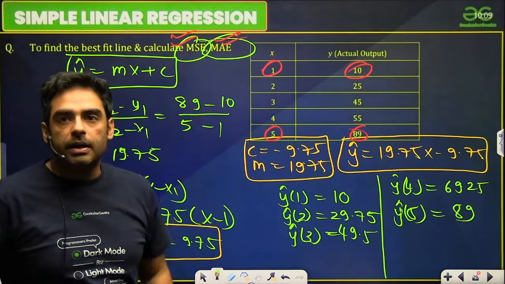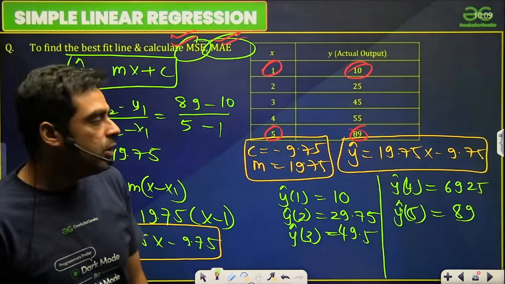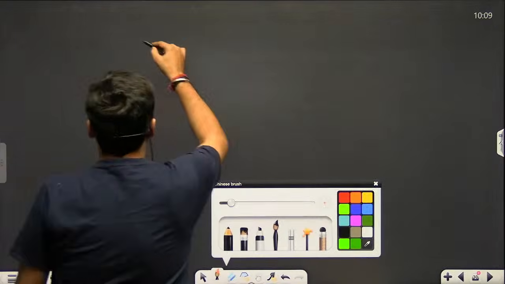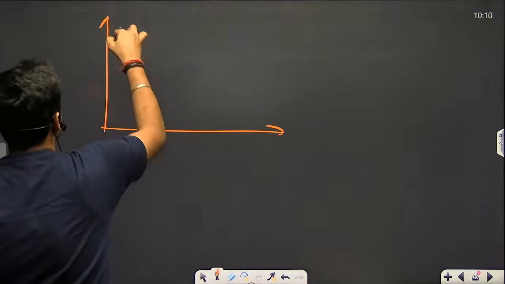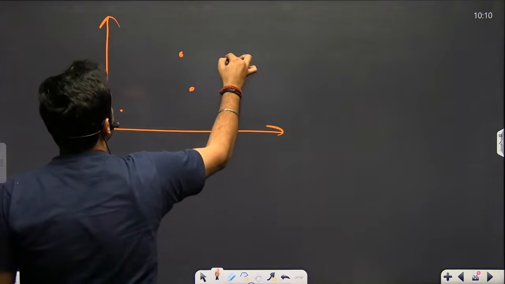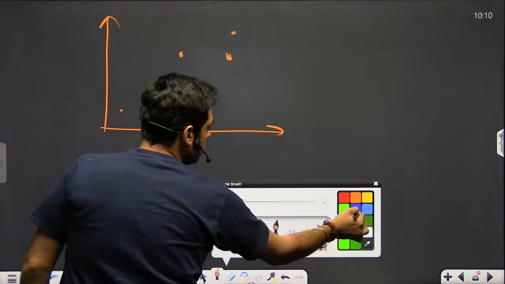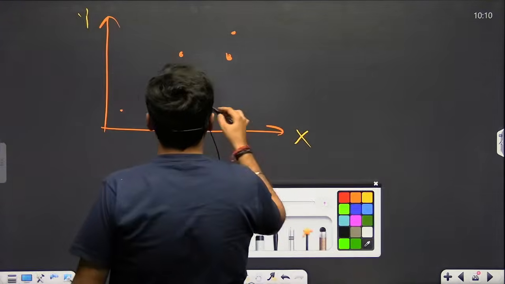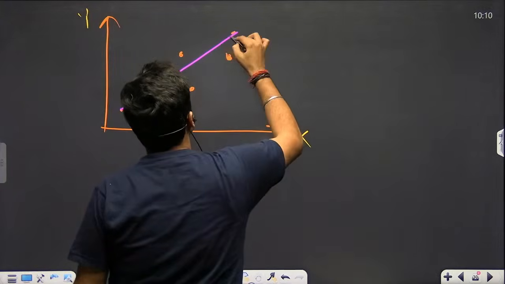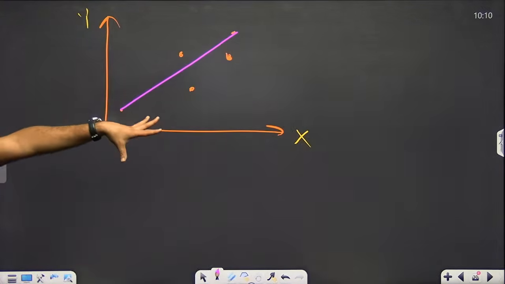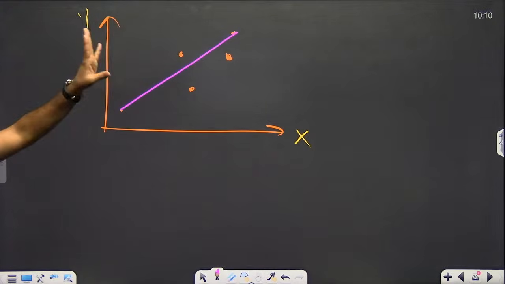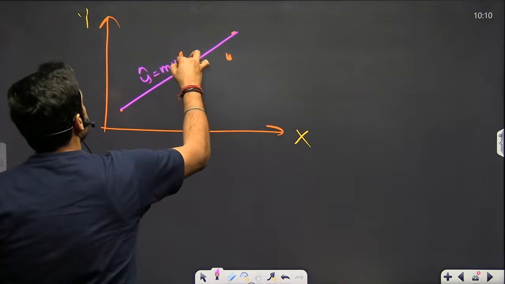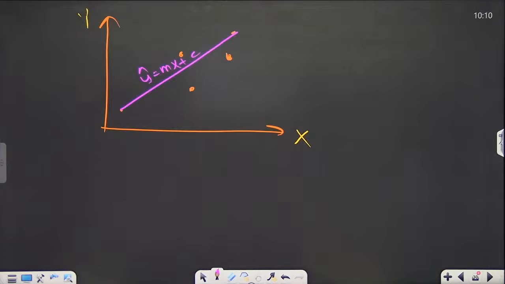Now the question comes: why do we take only the first and the last value? For example, you have these points, with an independent variable and a dependent variable. It is a practice that we take the first and the last point in this method to calculate the best fit line.